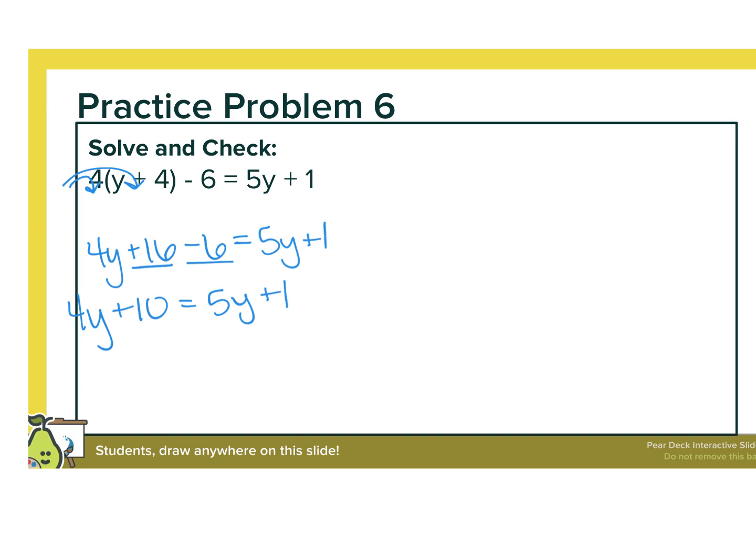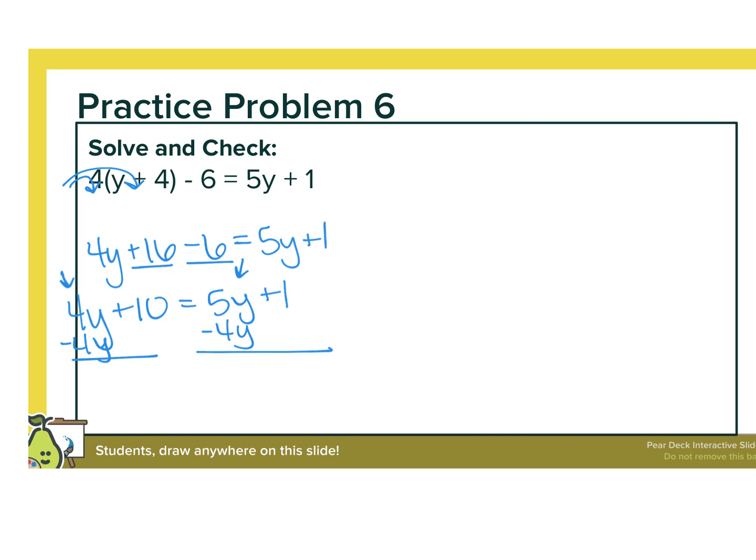Now, I need to get variables on the same side. I have a 4y and a 5y. I'm going to choose the smaller one, so it'll be positive, and I'm going to do the opposite. So I'm going to subtract 4y here and subtract 4y here.